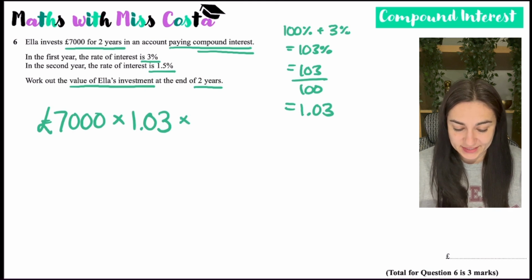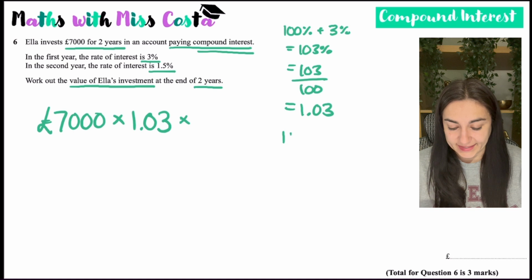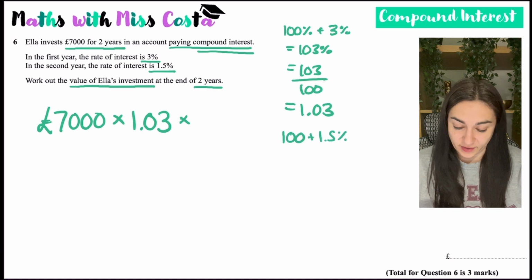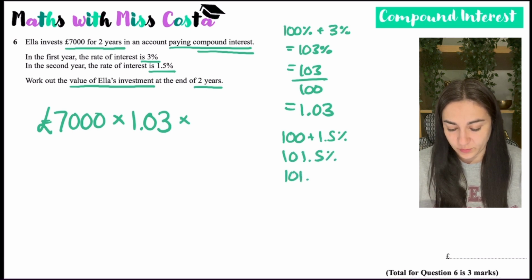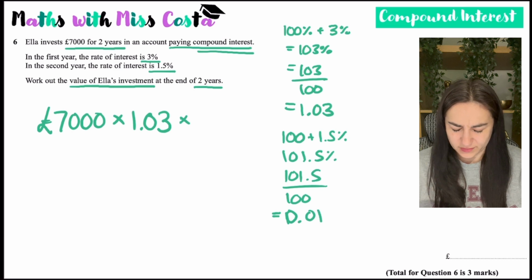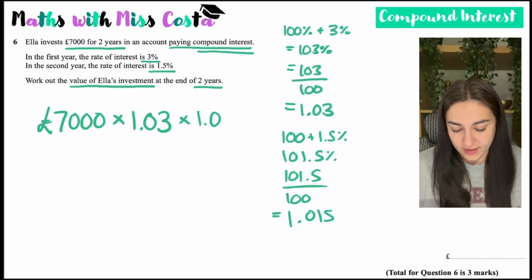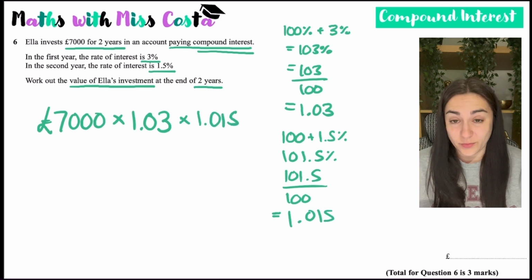And for the second year, there's an interest rate of 1.5%. So once again, I can just think, okay, if I've got 100% and I add on 1.5%, that would become 101.5%. 101.5 over 100 gives me 1.015. Okay, so that's how I'd work that out.